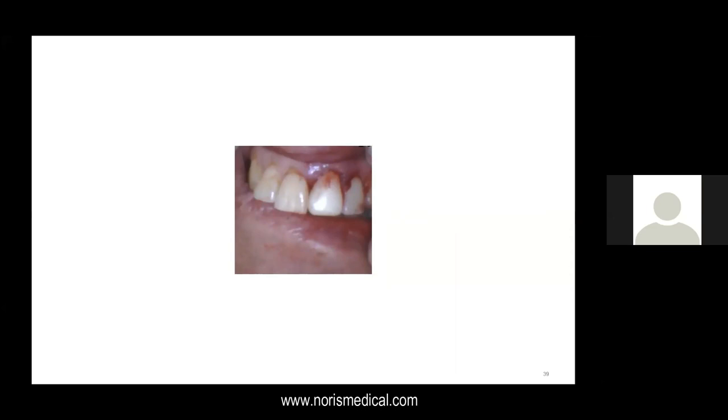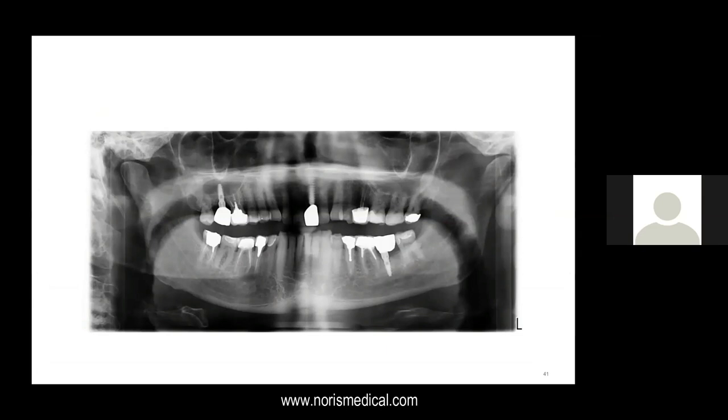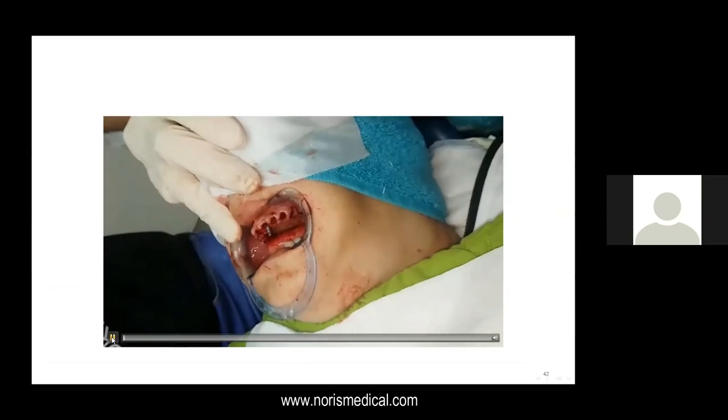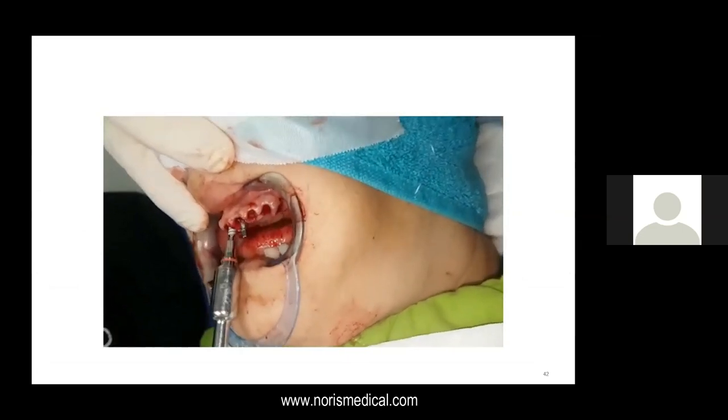So this is the temporary crown that I did right away, and 4 months after he gets this result. I remind you, tooth number 21, the result is actually satisfying. And here you can see the final X-ray, how it looks. This is a full zirconia crown. Here I want to show you actually a movie that will show you how the bending of the implant really works.